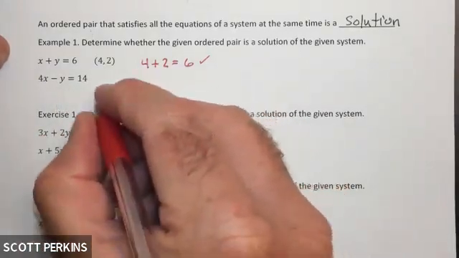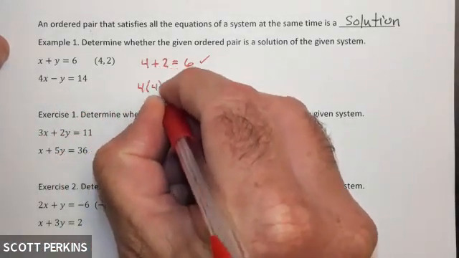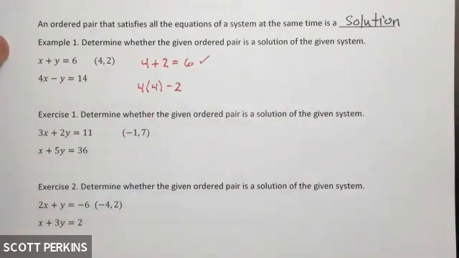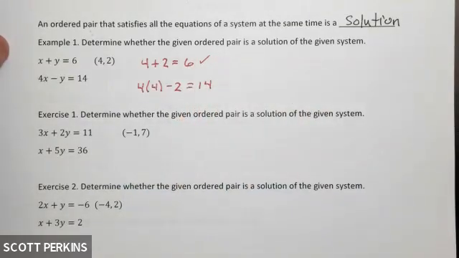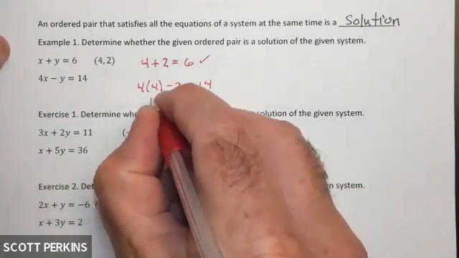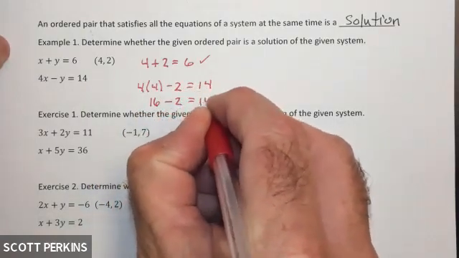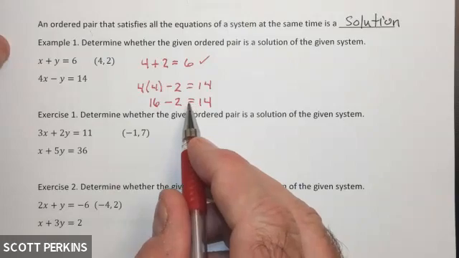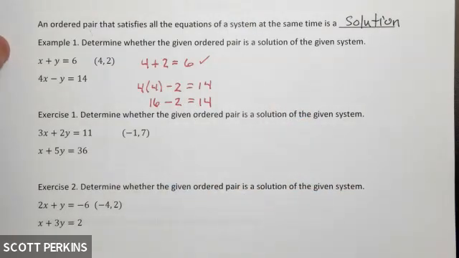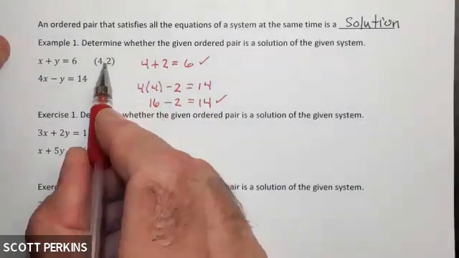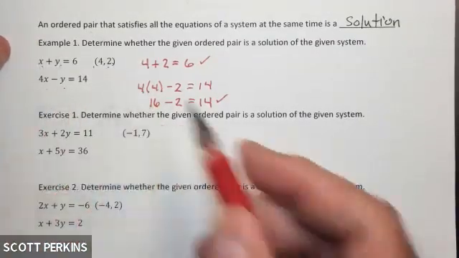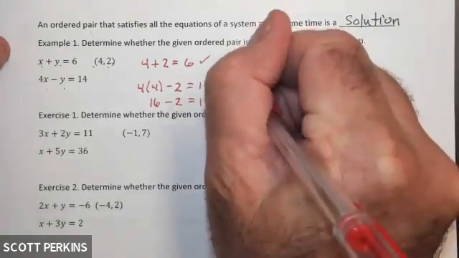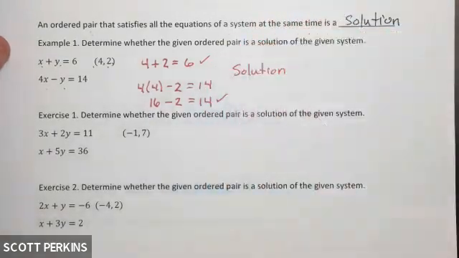The second equation is 4 times 4 minus 2. And I want to know, is that equal to 14? Well, we might need to do a little bit more just to be really super confident. So 4 times 4 is 16 minus 2. And is 16 minus 2 equal to 14? Yes. Yeah, don't lose your confidence now. Yes, it definitely is. So the ordered pair 4, 2, when I put the x is 4 and the y is 2 into both of these equations, I get a true statement both times. So yes, this is a solution to that system of equations.